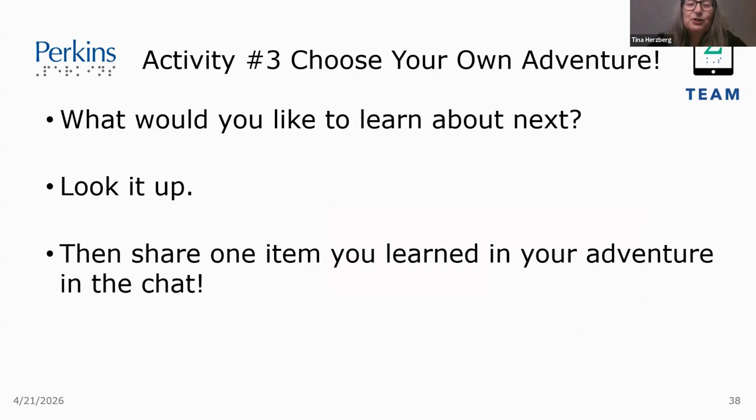So this time we actually want you to choose your own adventure. So what would you like to learn about next? Is there a standard that you're like, oh, I wonder what resources are available? So I'd like for you to go through the checklist for the 3 to 5, and I want you to look up. And if you're not sure, you can just look around, explore what's there. And what I want you to do is share one item you learned about in your adventure in the chat. So we're actually going to give you a couple of minutes, because you have to go and have your adventures before you can tell us about it.